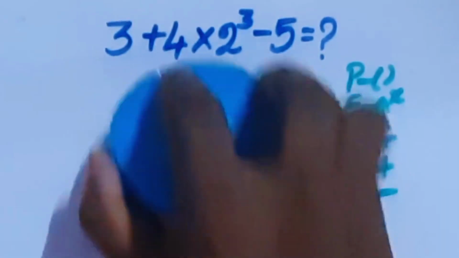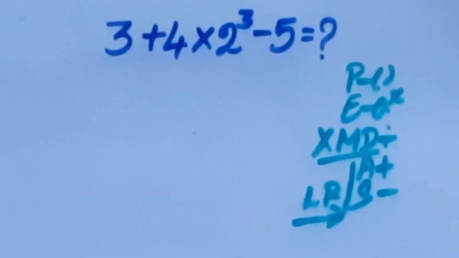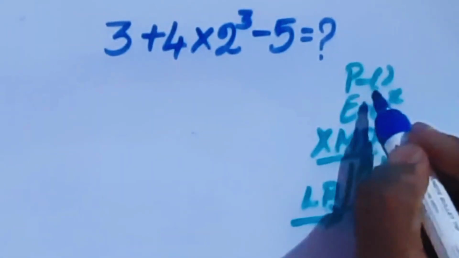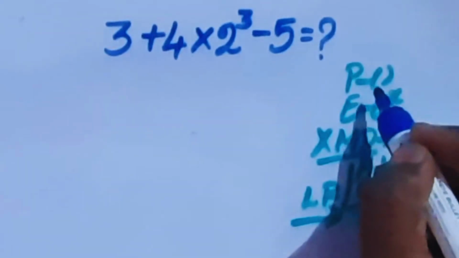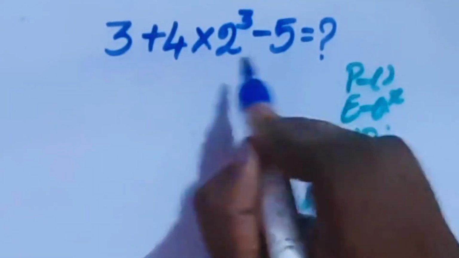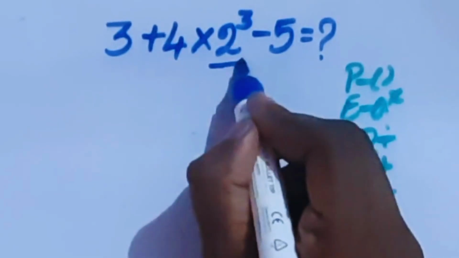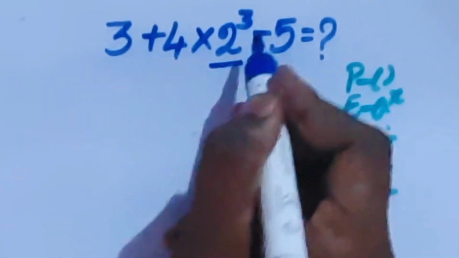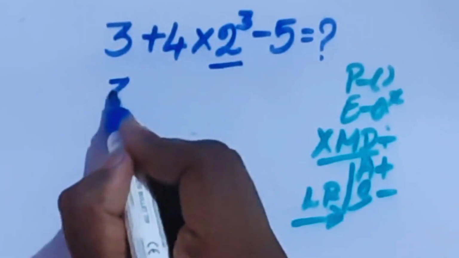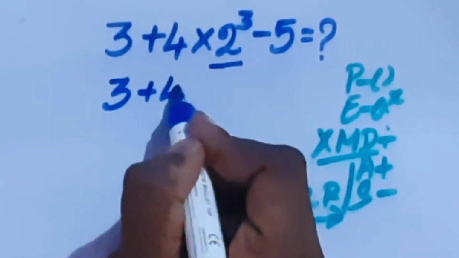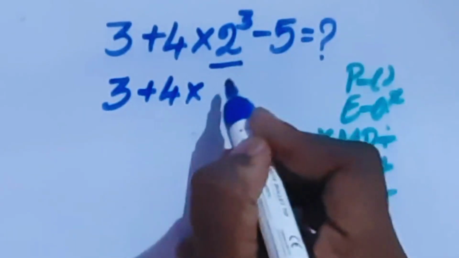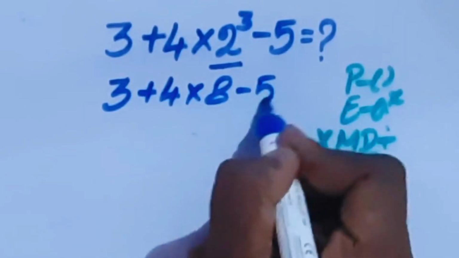Now we are going to solve this problem in the correct order by using the order of operations PEMDAS. As per PEMDAS, the bracket is higher priority. In this problem we don't have a bracket, so we are moving to the next priority, which is the exponent. Here we have an exponent, so this exponent is higher priority than the other operations. So here, 3 plus 4 times, 2 power 3 is 8, minus 5.